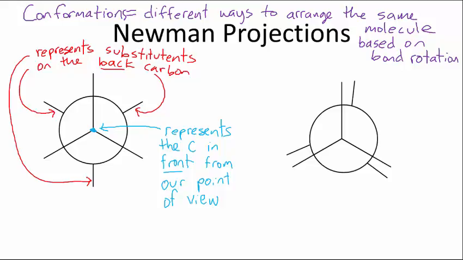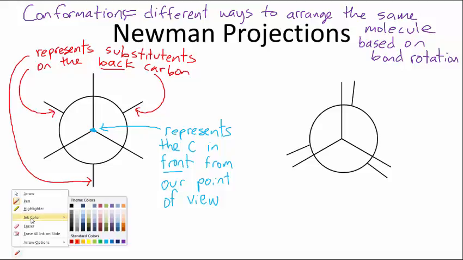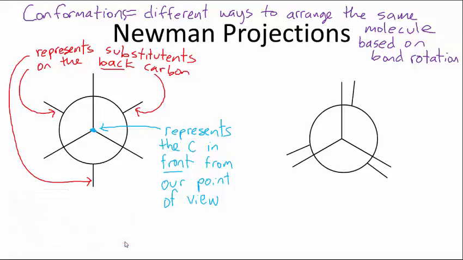And this Newman projection on the left, would that represent a staggered or an eclipsed conformation, do you think? It's staggered. So this is a staggered conformation. And this over here would represent an eclipsed conformation. Now, in an eclipsed conformation, we don't want to draw the substituents on the back carbon directly behind the ones on the front carbon, because then we wouldn't be able to see them. So we draw them a little bit off to the side.